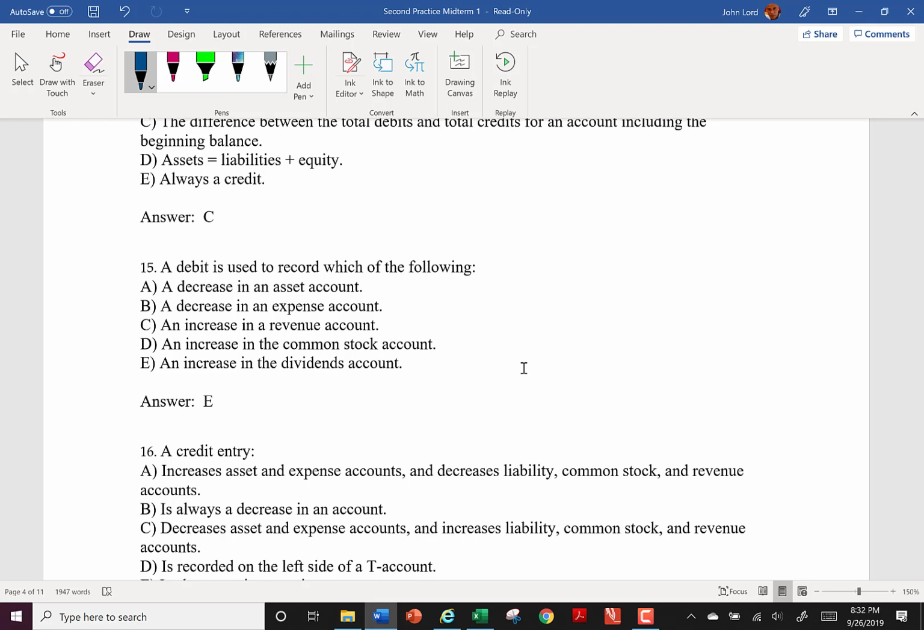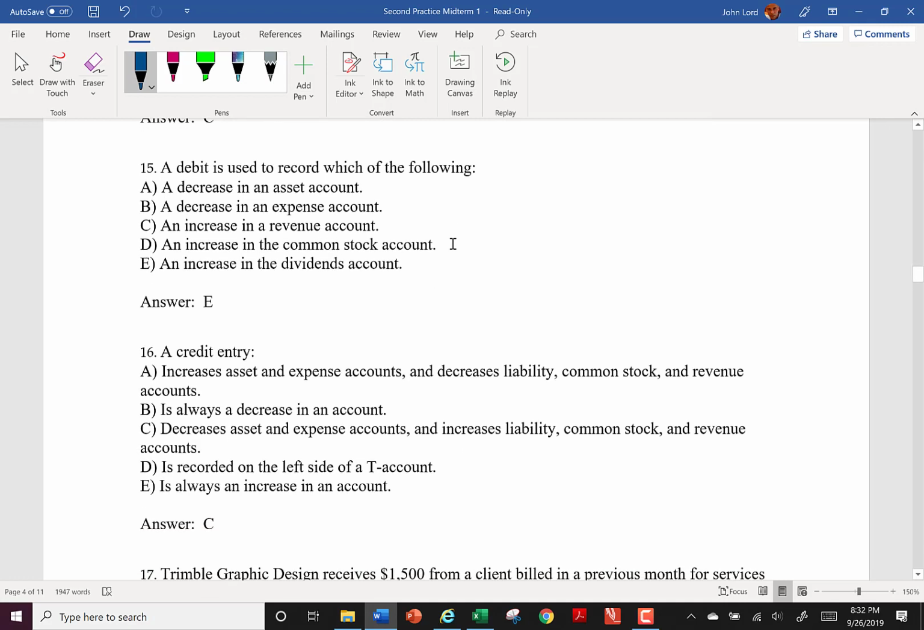Okay, good. A credit entry increases assets and expense? No, it decreases them. Is it always a decrease? No, it can be an increase if we're talking about liability, right? It decreases assets and expense and increases liability, common stock, and revenue? Ding. That's exactly what credits do. I think we've had like 3 or 4 or 5 questions here now, all on one slide. Red and blue arrow slide.